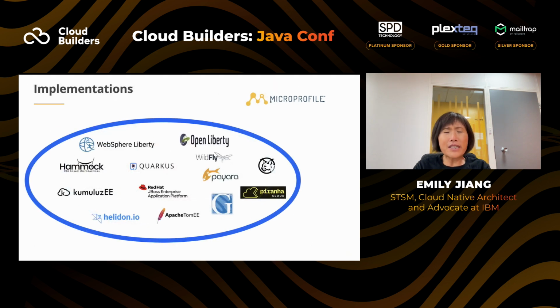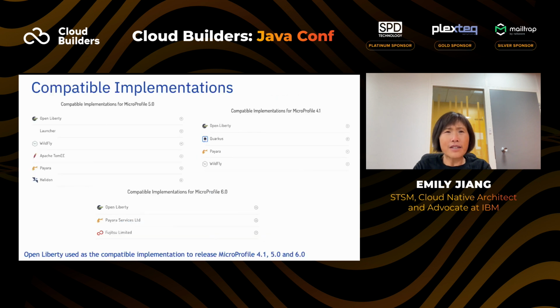And there are many implementations, because when we say it is the standard, you need more implementations to support this standard. There's Open Liberty, WebSphere Liberty, Quarkus, Payara, TomEE, Helidon, and quite a few others that support these MicroProfile specifications. Also, I mentioned that some of them are on a later or earlier version of MicroProfile.